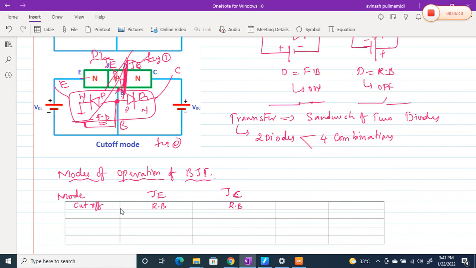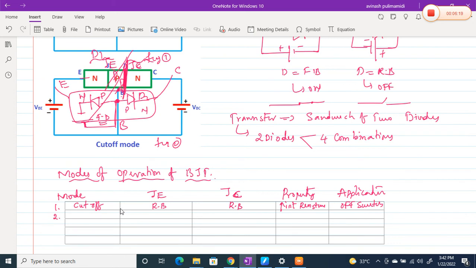During the cutoff mode, the property of the transistor is that it offers very high internal resistance. Offering high internal resistance means the application where we use this cutoff mode of the transistor is as an off switch.